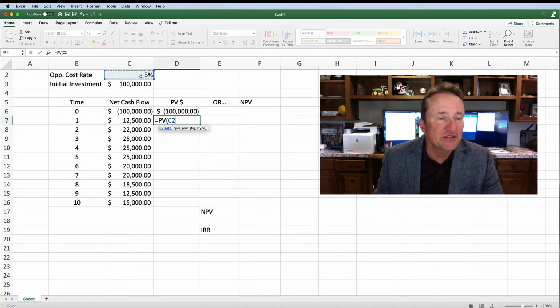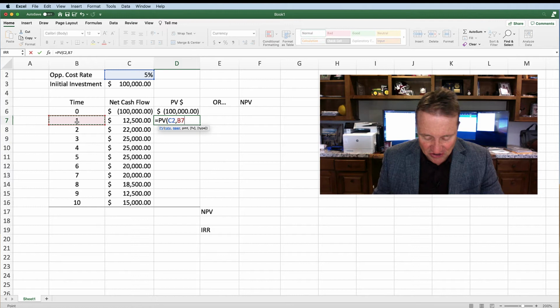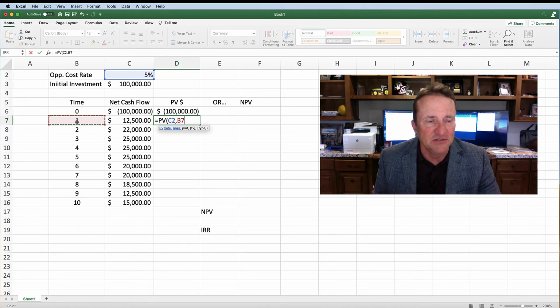Now I am going to hit a comma, and it asks me for the next thing, which is time, NPER, number of periods. That's going to be 1, so I'm going to choose that right there. I try not to enter the numbers. I try to use cells because I'm going to replicate this formula, just copy paste. So these cells are important to have, not the numbers themselves. Otherwise, you have to do the work every time, 10 times in this case.